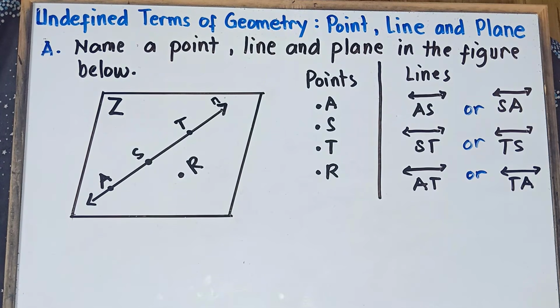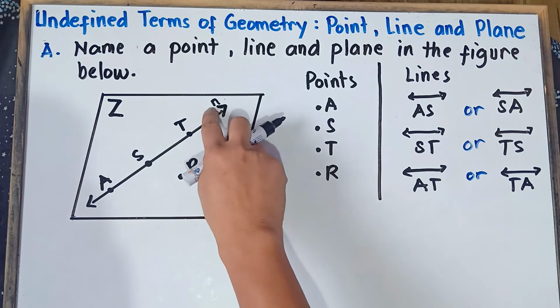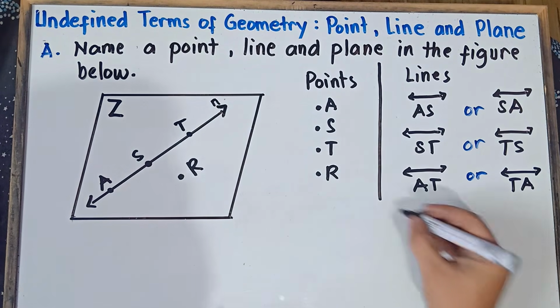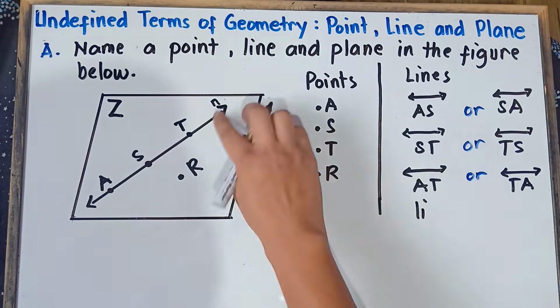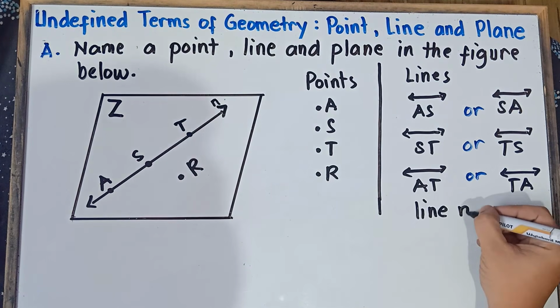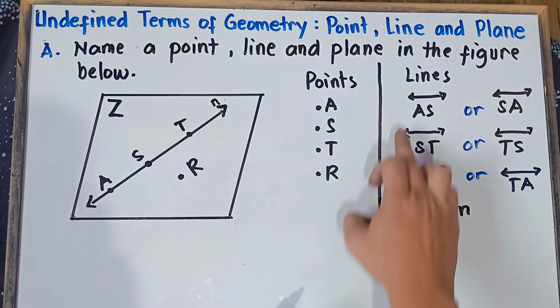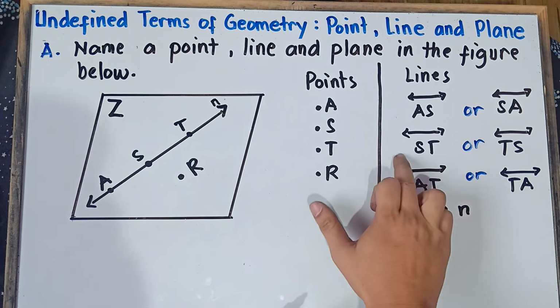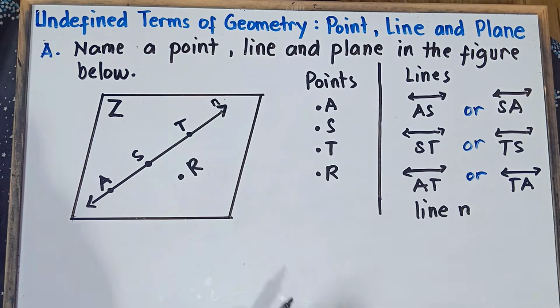Alright, so do we have another line? Yep, this small script, this one right here, class, lowercase script. So this is line N. So we can name these as line AS, line ST, line AT, and then line N.